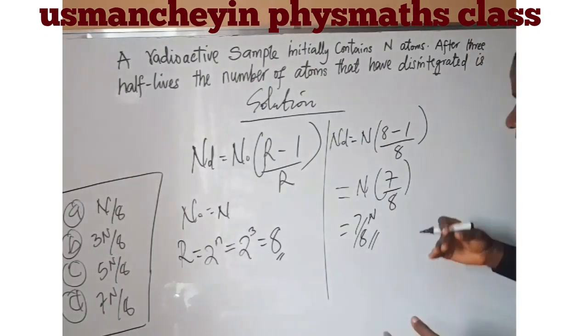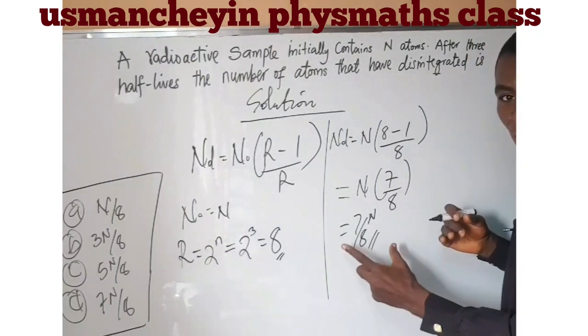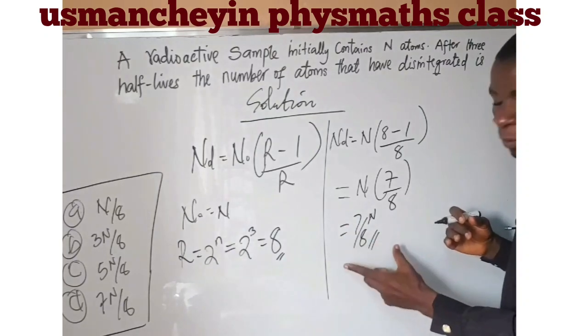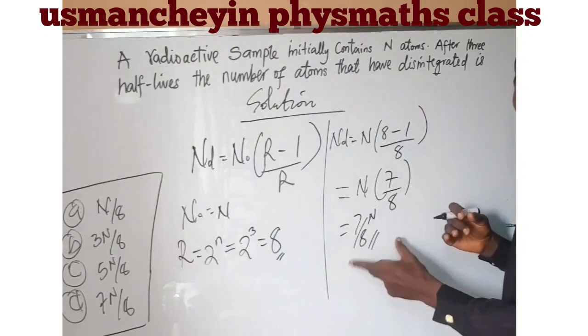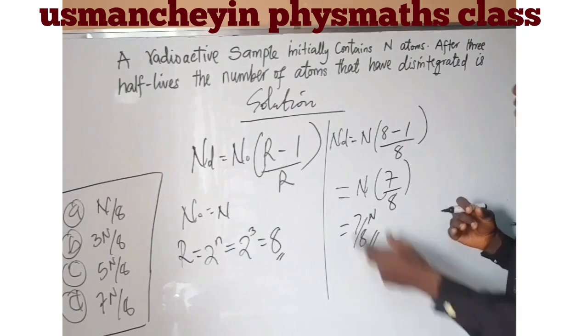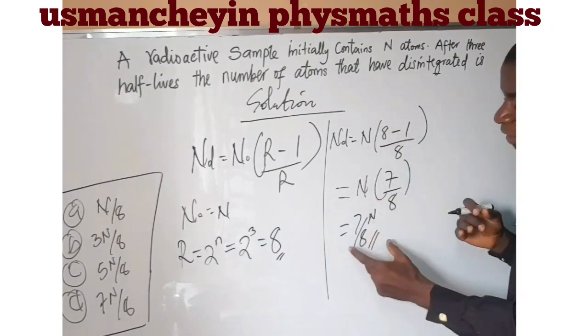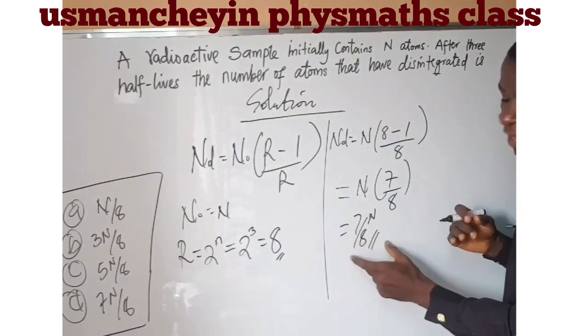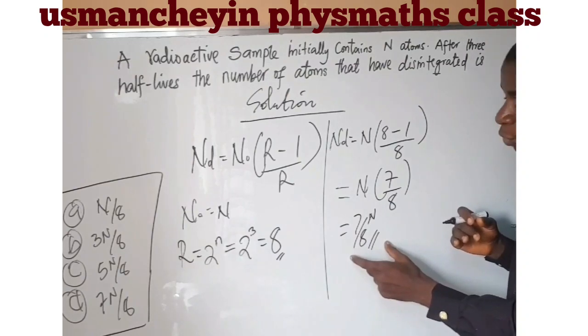Now, if we were asked to calculate the remaining sample, what then is going to be our answer from this question? Our answer will definitely be 1 over 8. All right, the answer will be 1 over 8.